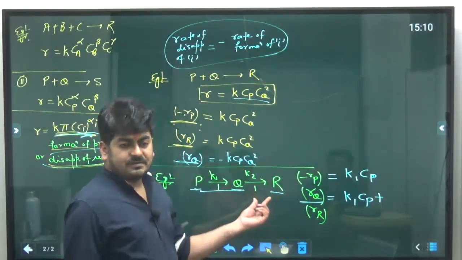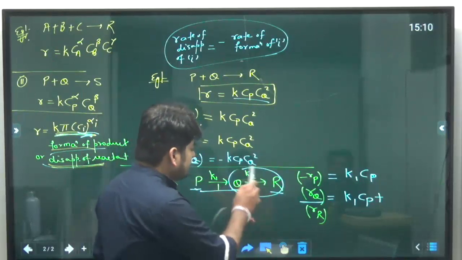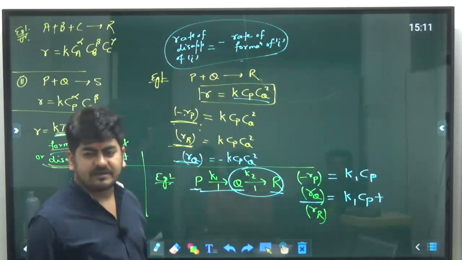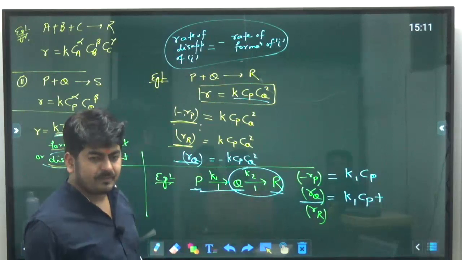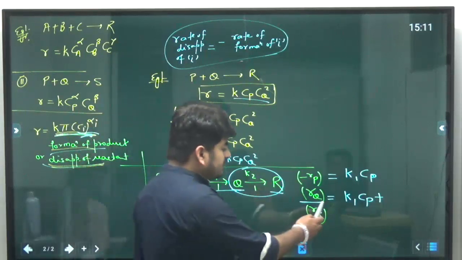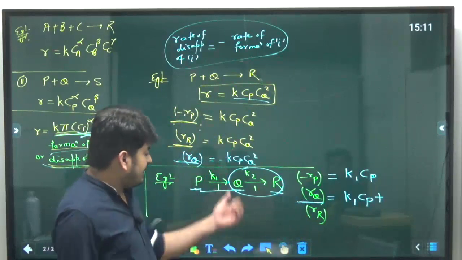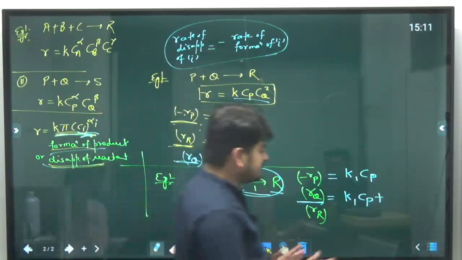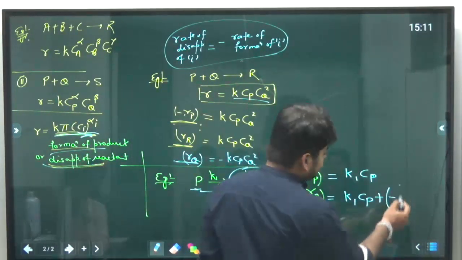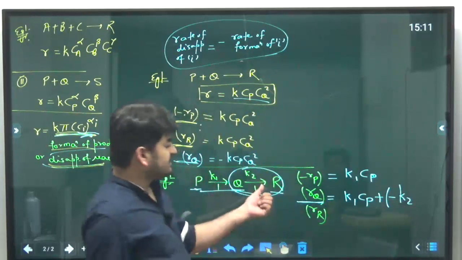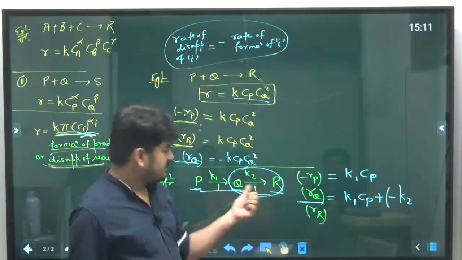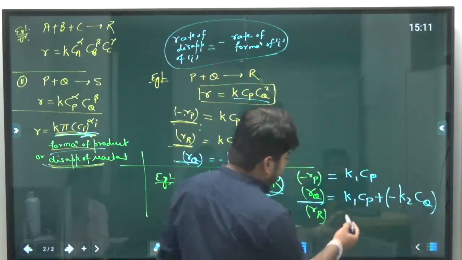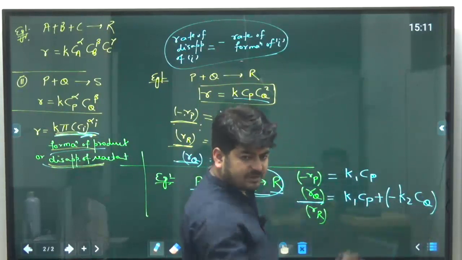Now in the second step, Q is acting as a reactant. It is disappearing. But I am talking about formation of Q. And here Q is getting disappeared. Signs will be opposite. So it will be minus K2. And what is the concentration of reactant here? Cq. So it will become K1Cp minus K2Cq.